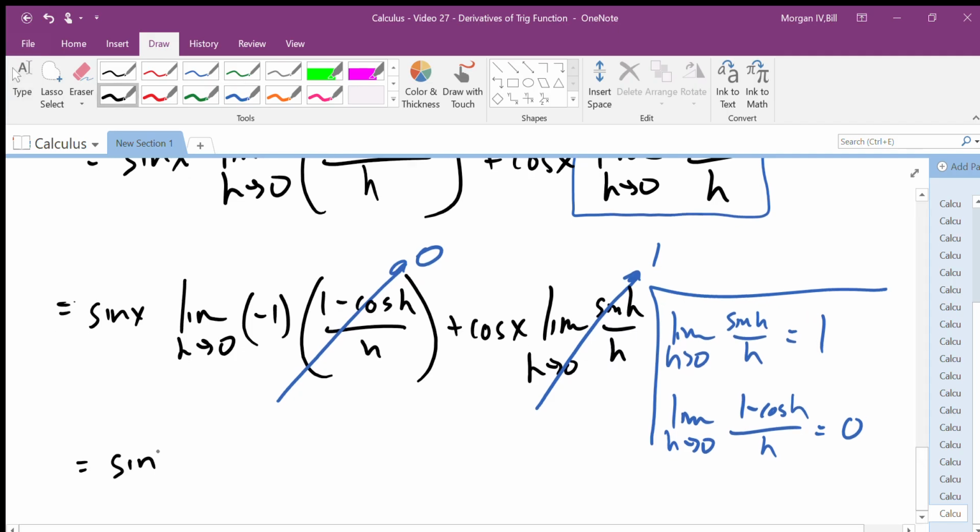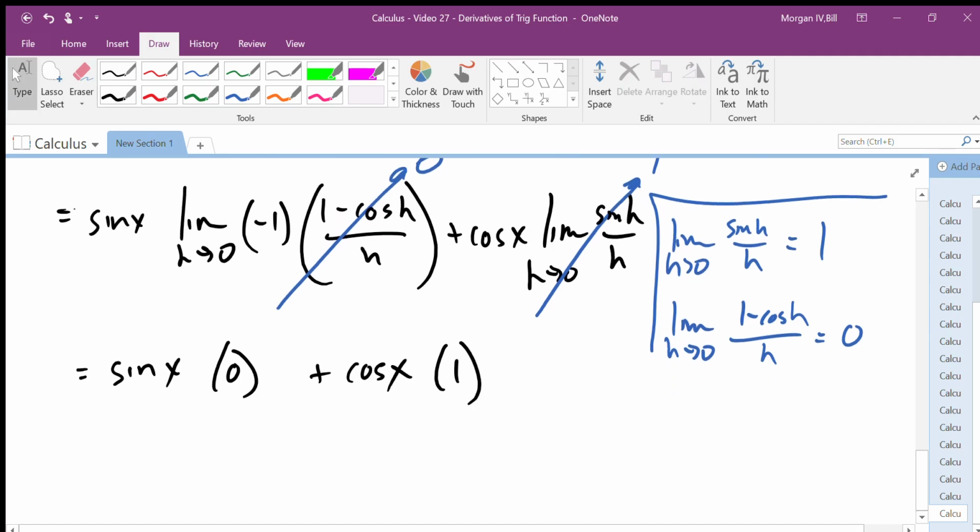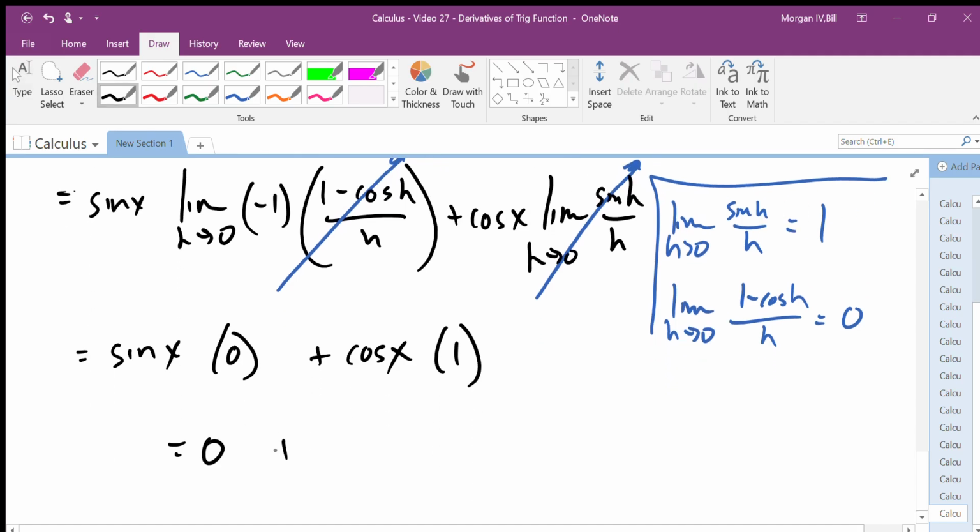sine of x times negative 0, which is just 0, plus cosine of x times 1. Sine of x times 0 is 0. Cosine of x times 1 is cosine of x. That's cosine of x. We have proven that the derivative of sine of x is, in fact, cosine of x.